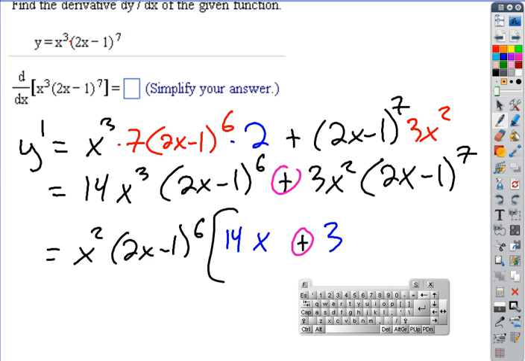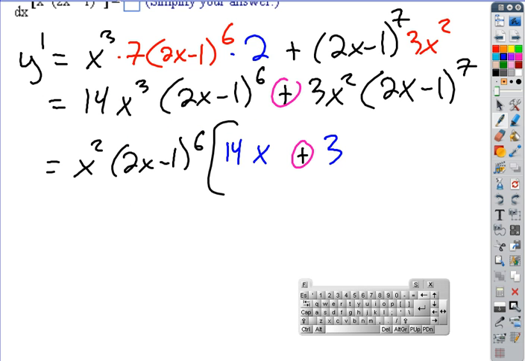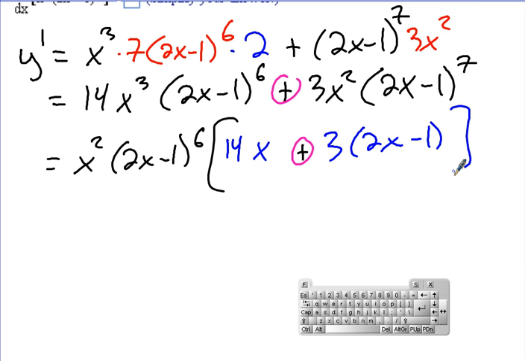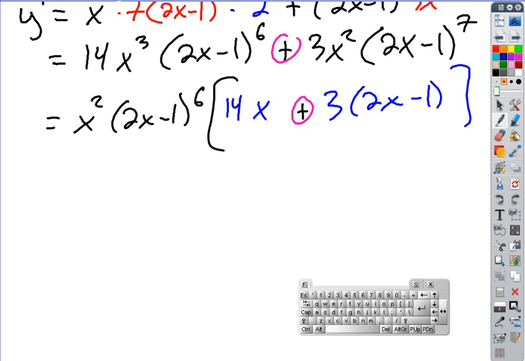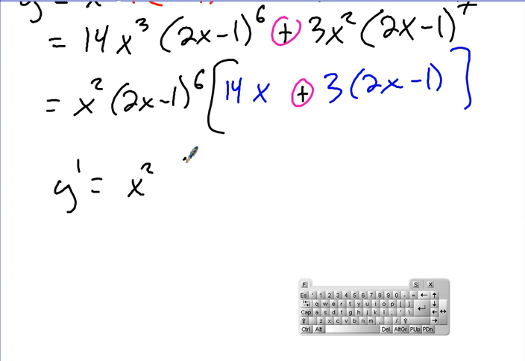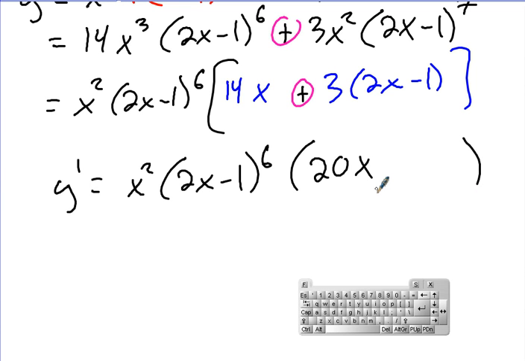So the way I'm coding this, the reds are going to be the first derivatives, blues will be the second derivatives, and then if we need to, we'll keep going. Okay? So then down here we just get, except down here I kind of screwed it up, 3 times the quantity 2x minus 1 to the 1. So I could combine all this stuff into a single factor and we're done. So we just get y prime equals x squared times 2x minus 1 to the 6th times 14x plus 6x is 20x minus 3. That's it.